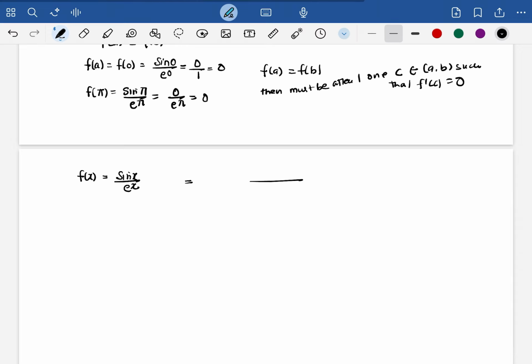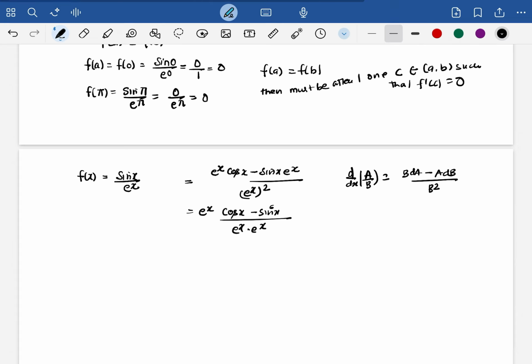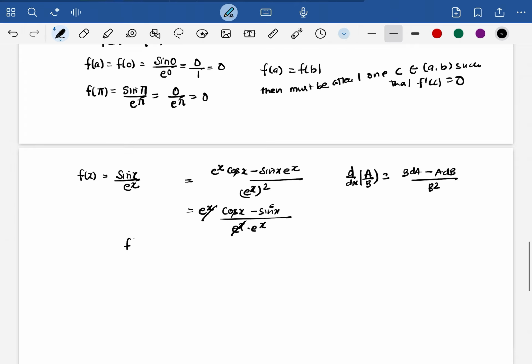So how do we differentiate this? If d by dx of a by b, how will we differentiate this? This is b square, b into dA minus a into db. Okay, so e to the power x whole square, and this is e to the power x cos x minus sin x into e to the power x. If we take e to the power x as common, can we say cos x minus sin x, and can we write this as e to the power x? So one e to the power x will cancel out, and what is your f dash x? This is nothing but cos x minus sin x divided by e to the power x.